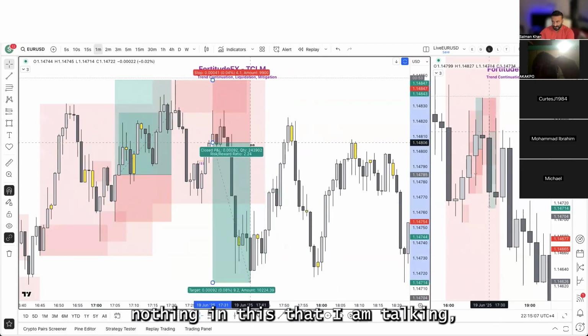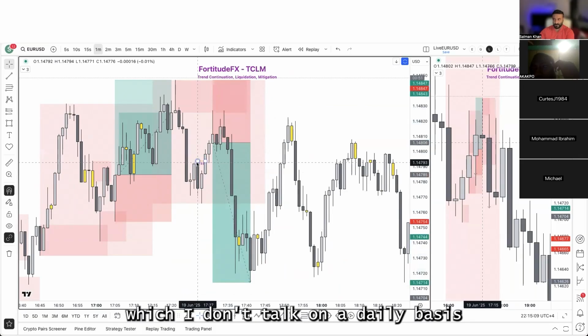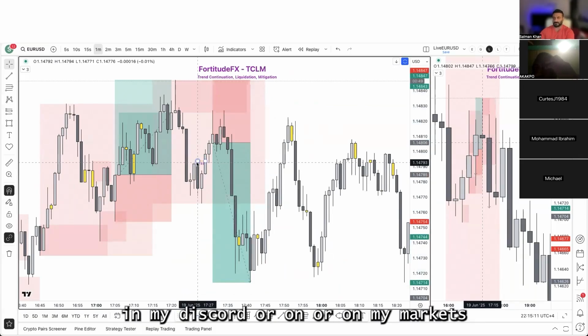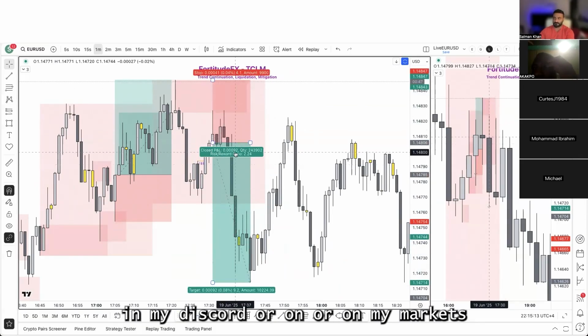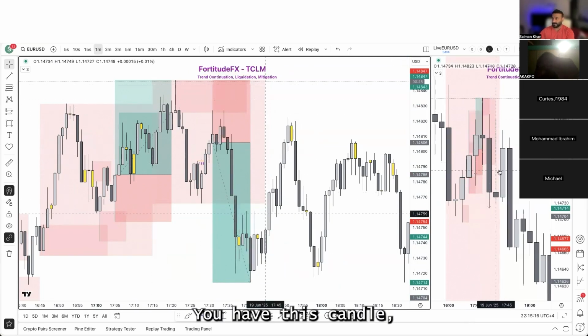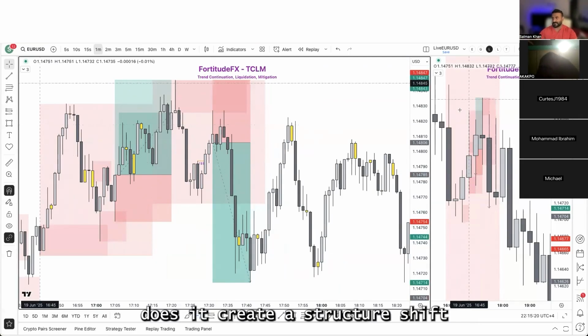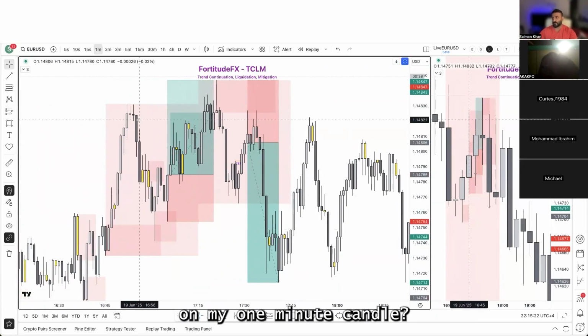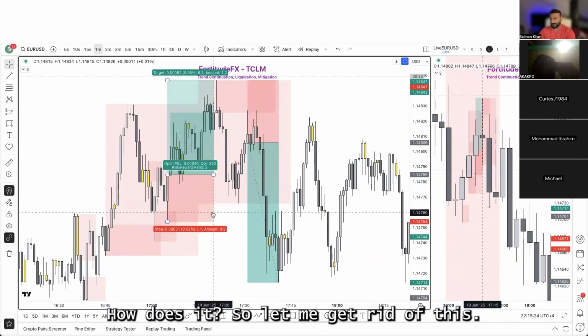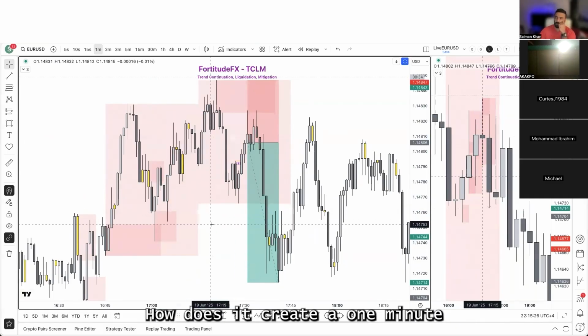Textbook trade. There is nothing in this that I am talking about which I don't talk about on a daily basis in my Discord or on my markups. Textbook entry. You have this candle. I don't care about the structure on 15 minutes. All I'm doing is asking: does it create a structure shift on my 1 minute candle? How does it? So let me get rid of this. How does it create a 1 minute structure shift?